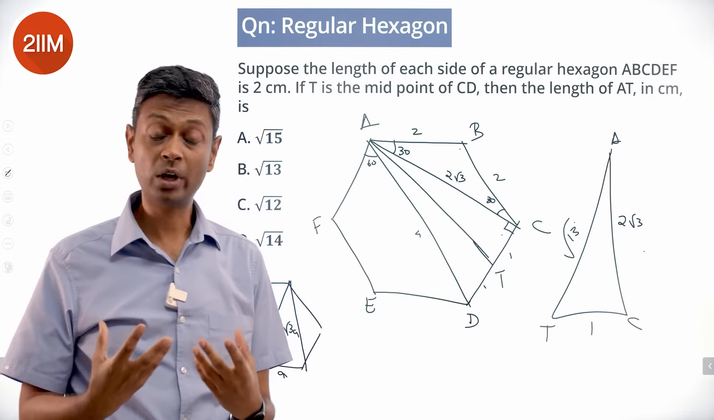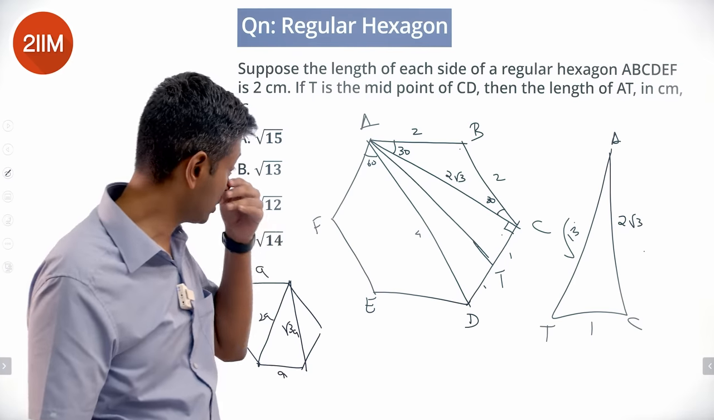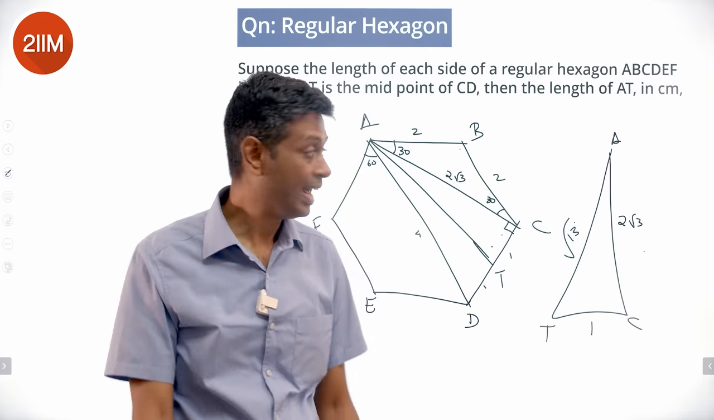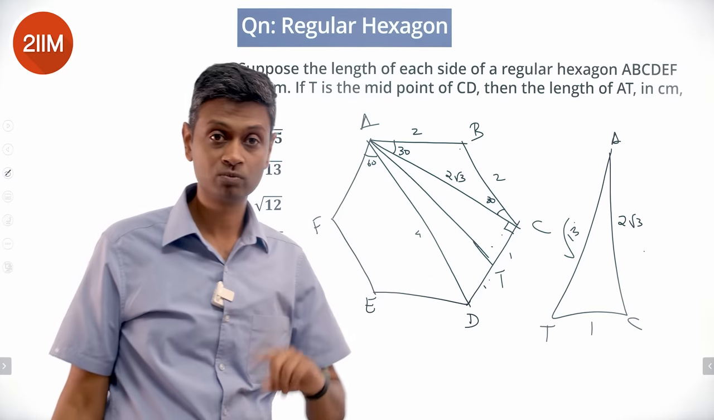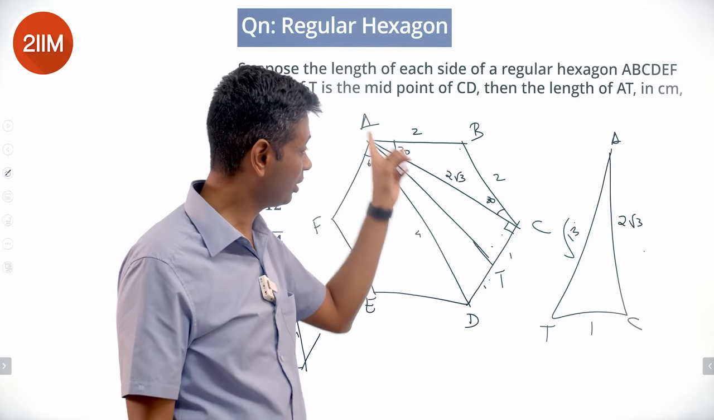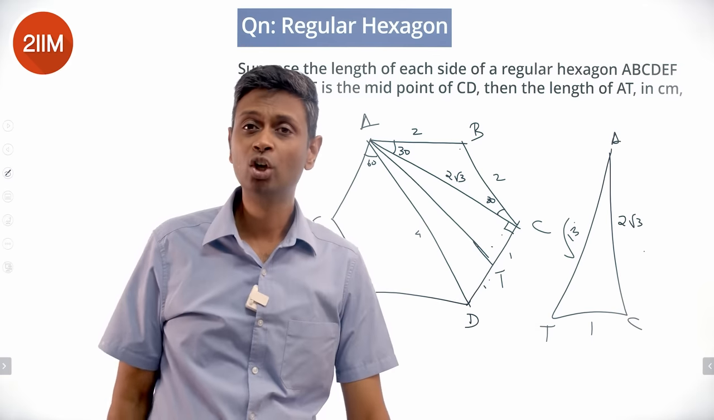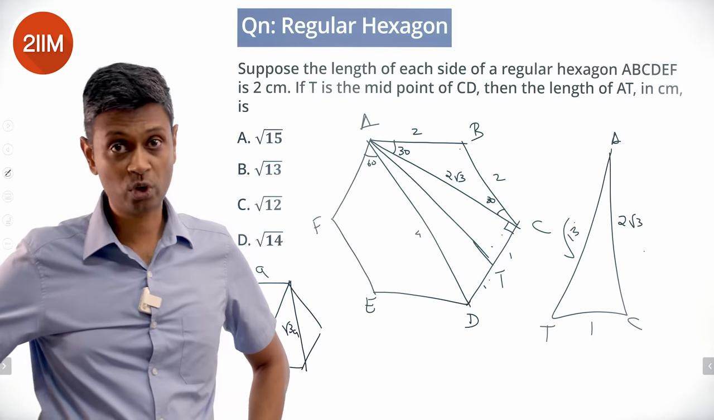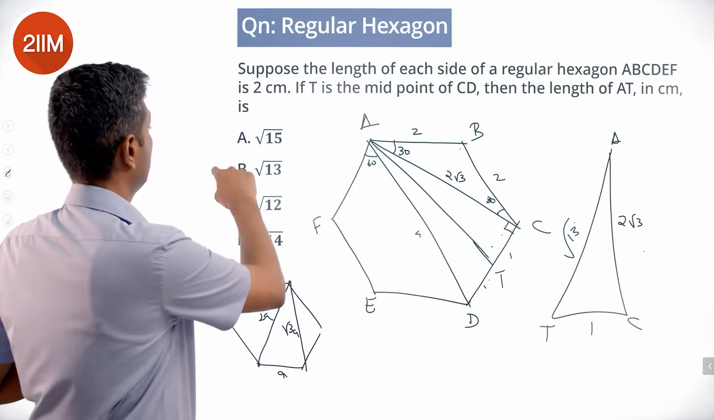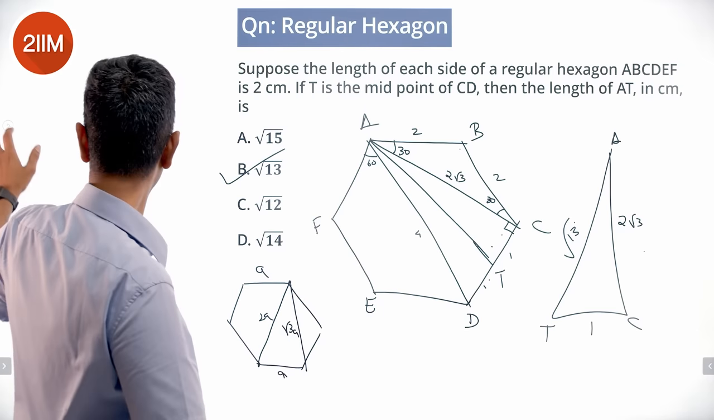This is the diagram where I made the mistake. I looked at this question and kept thinking angle ATC is 90. It's not the case. Angle ACT is 90. This is 2 root 3. This is 1. This is 90. So this is the hypotenuse of that triangle: square root of 2 root 3 whole square plus 1 square, square root of 12 plus 1, root 13. Done. I did all kinds of nonsense for this question.